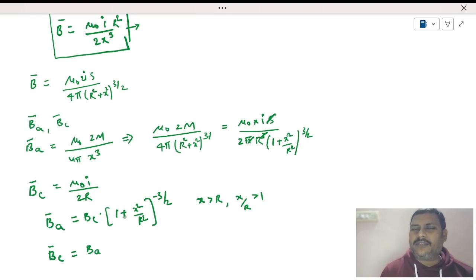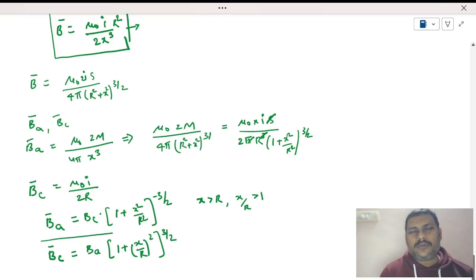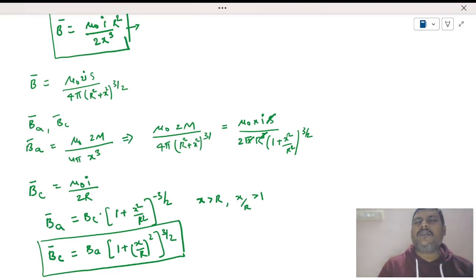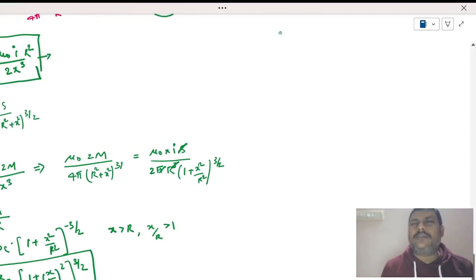If x by R were less than 1, this would be 1 minus 3 by 2 into x by R whole square, but it is not like that. So BC is BA into 1 plus x by R whole square, whole power 3 by 2. So in terms of the relation between BC and BA, sometimes they will give x and R values and ask for the ratio of BC by BA.